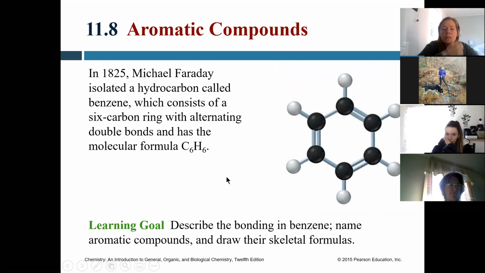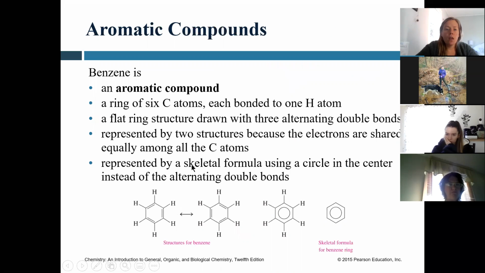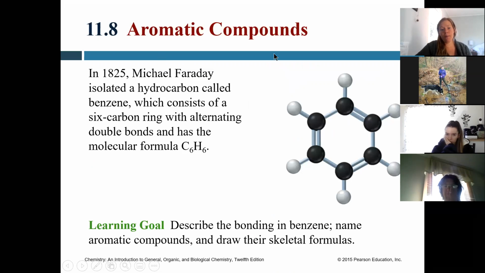Okay, the last thing, I think this is the last thing in this chapter, are these things called aromatic compounds. So an aromatic compound contains this structure right here, which is known as a benzene ring. A benzene ring is 6 carbons and they have alternating double bonds. So you can see there's a double bond here, there's a double bond here, and there's a double bond here. So with that, every carbon has one hydrogen around it. So the molecular formula for this is C6H6.